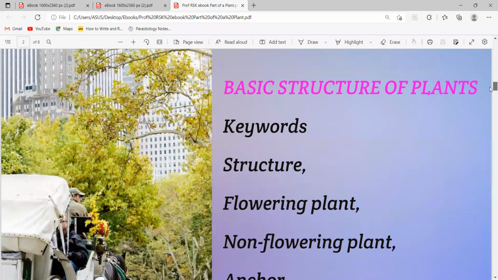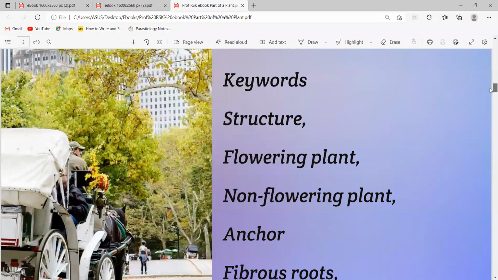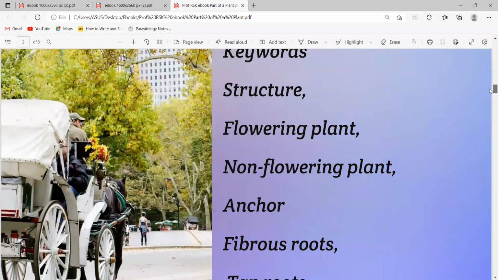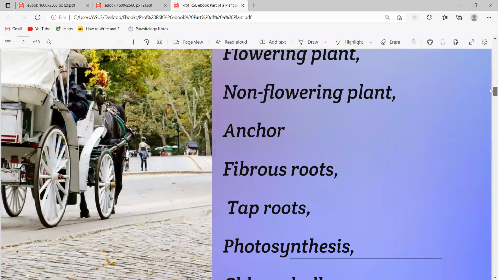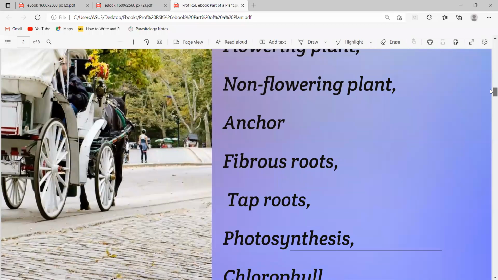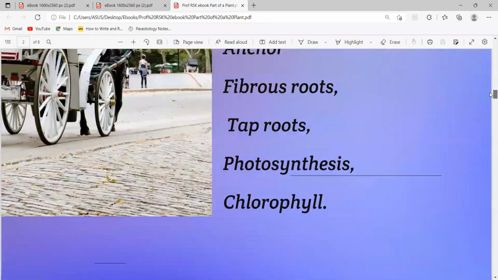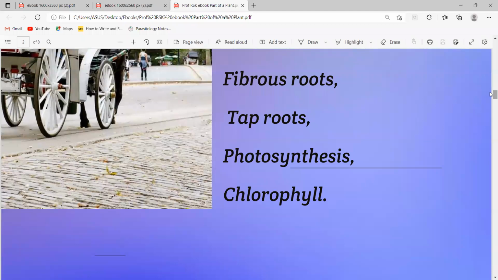Before we start, I want you to look at these keywords. Please kindly write these keywords down. Structure, flowering plant, non-flowering plant, anchor, fibrous roots, tap roots, photosynthesis, and chlorophyll.